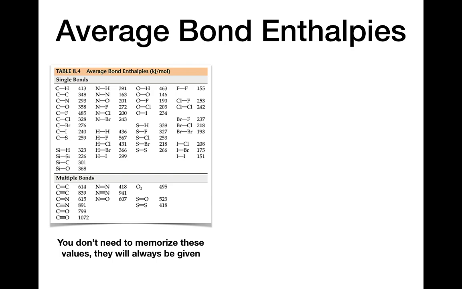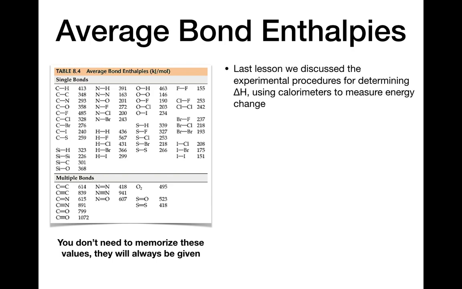Okay, so how do we know this information? Well, we talked about experimental procedures last class for how we can calculate the delta H for reactions in styrofoam cups and calorimeters, measuring the change of heat of water based on the energy produced by a reaction to figure out how much energy is being used or produced in a chemical reaction.